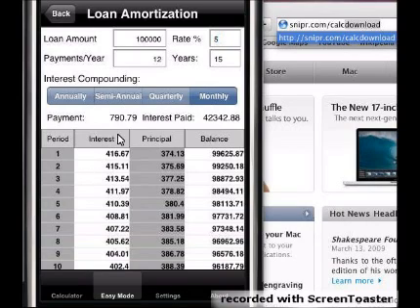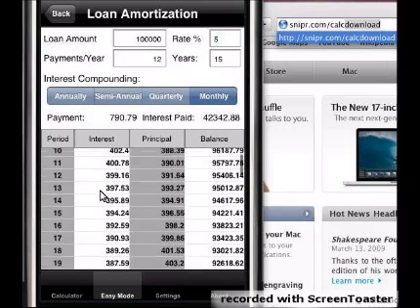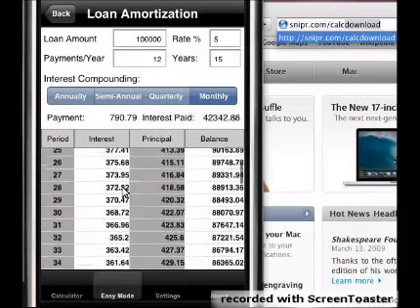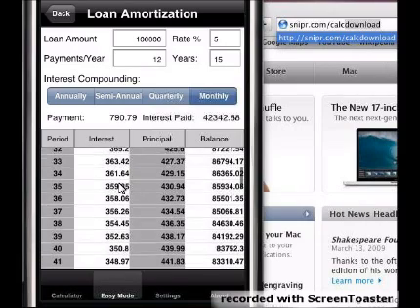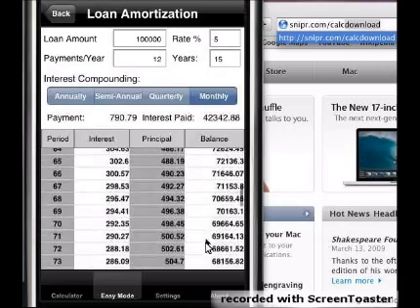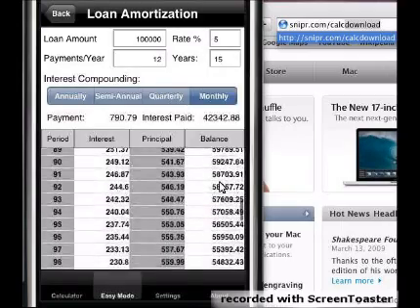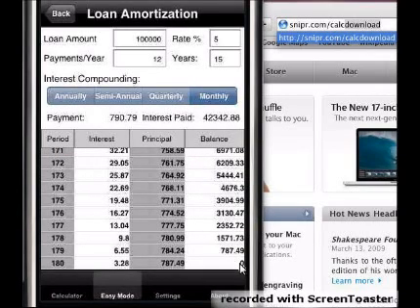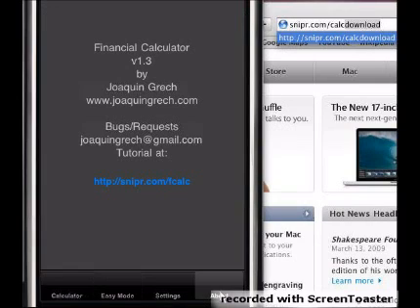So, well, you're obviously paying $790 every month, but then you're paying this interest and this principal over the course of the life of the loan. So, you know, as time goes by, you notice that you pay less on interest and more on the principal. And after 15 years, it will scroll all the way down. You pay the whole loan. The balance is zero. And that's about it.